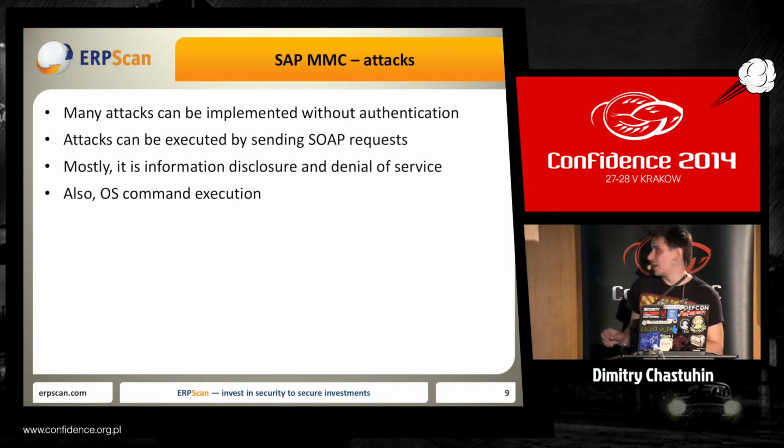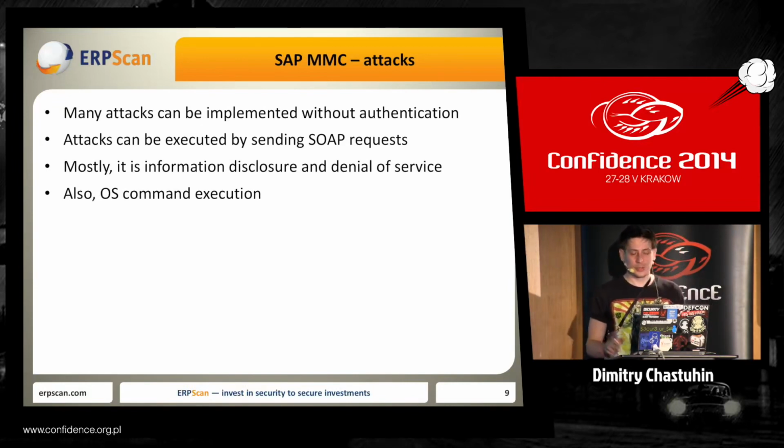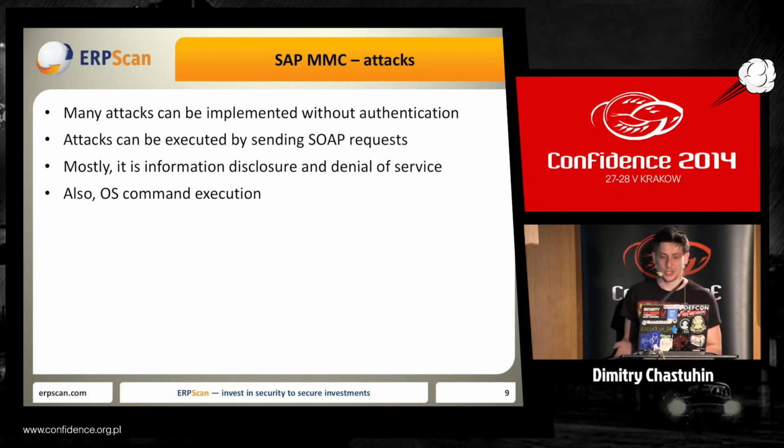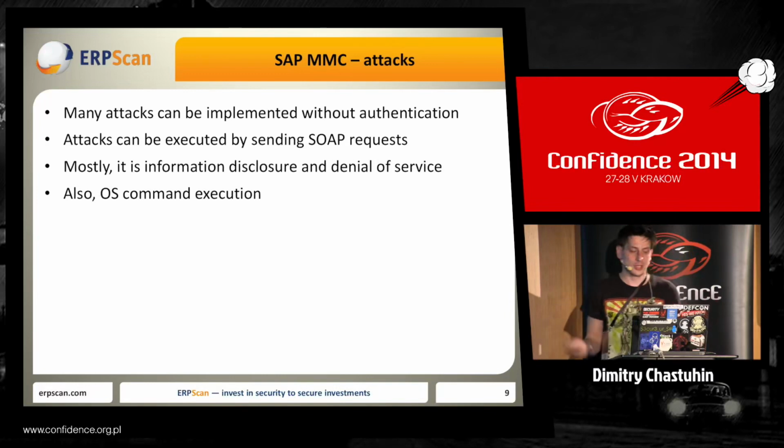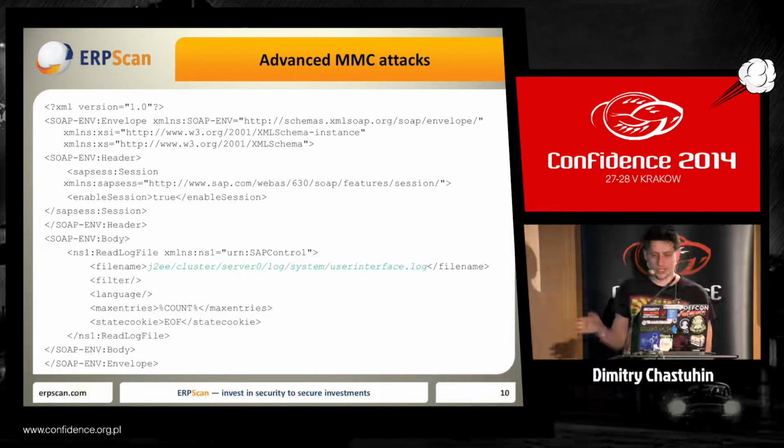But what's important, many features of this SAP MMC are available without any authentication. For example, reading SAP log files, reading trace files, some kinds of process information. Attacker can easily get this information when he sends a SOAP request. He will get the response with all needed information. As I said, mostly it is an information disclosure attack or denial of service attack, but information disclosure like remote file reading is very important in our case. Why? I will describe a little bit later.